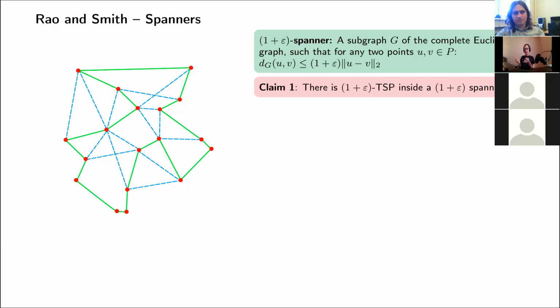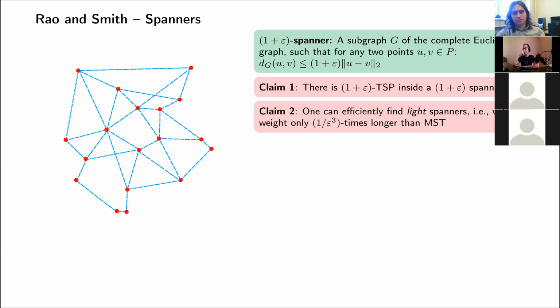So if you want to solve TSP, you can just look at the graph now and get rid of this plane and try to solve this TSP approximately in the spanner, and you will also get this nice algorithm, but you would lose some polynomial factors, and that's where the next idea comes.